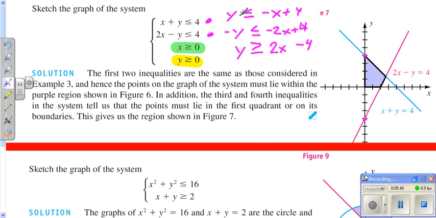On this one here, you know you're shading below because y is less than, so you shade below the blue. This one here, you know you're shading above the pink one because it says y is greater than. Well, in the first quadrant, below the blue and above the pink is only this shaded area here.